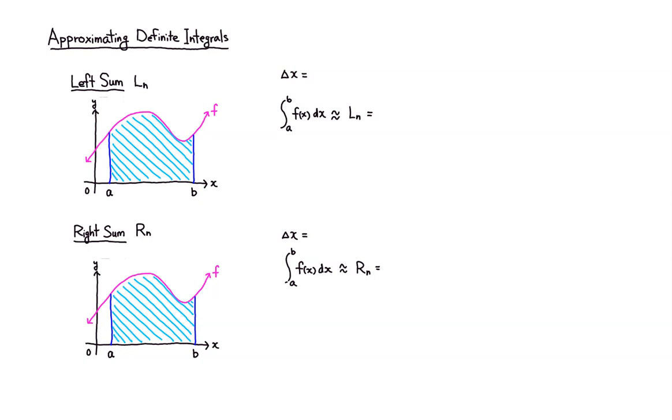So we want to approximate the value of the definite integral from a to b of f of x dx. If I draw a picture of f, let's say it looks like this. So the value of the integral represents the area under the curve, which is shaded in blue here. So we want to approximate the area.